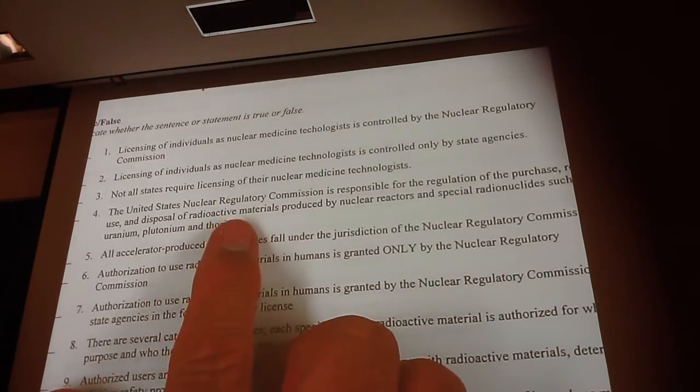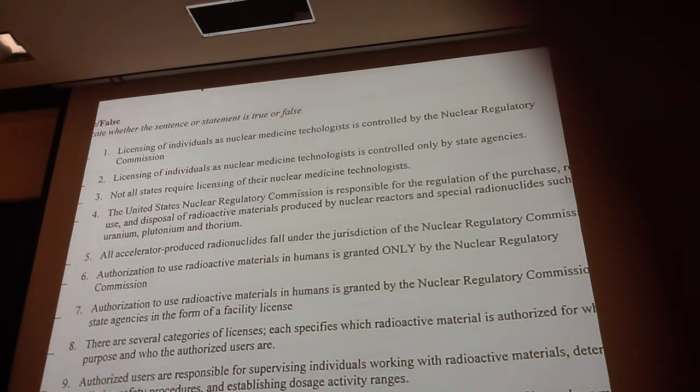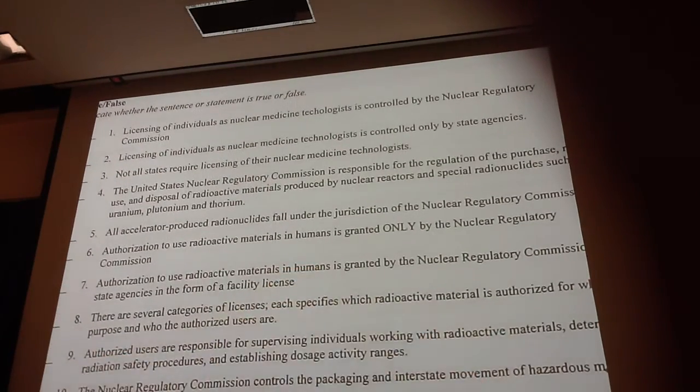Licensing of individuals as a nuclear medicine technologist is controlled only by state agencies. That is true. Okay, number 3, not all states require licensing of their nuclear medicine technologists. It's true. Remember, there are 35 states that do have licensing, but there's 15 that don't. Okay.